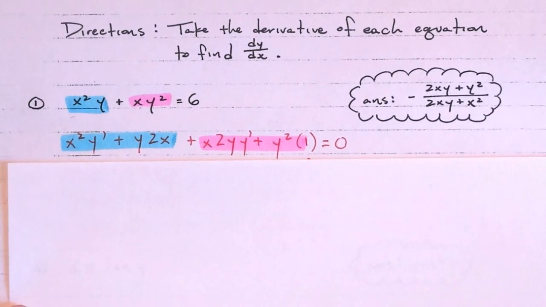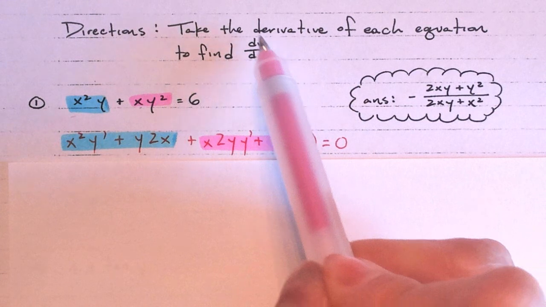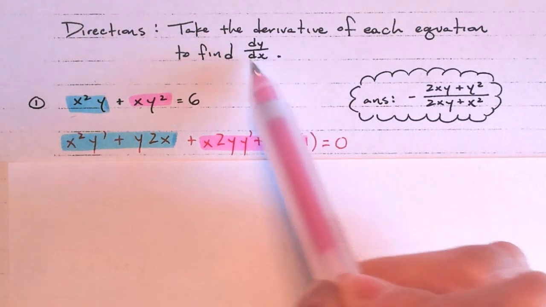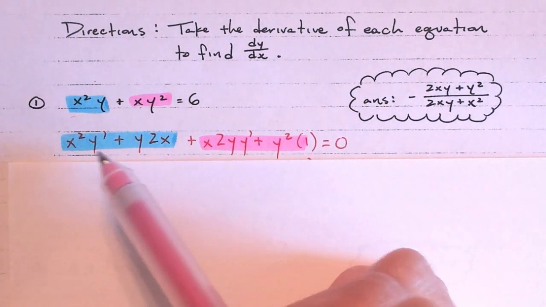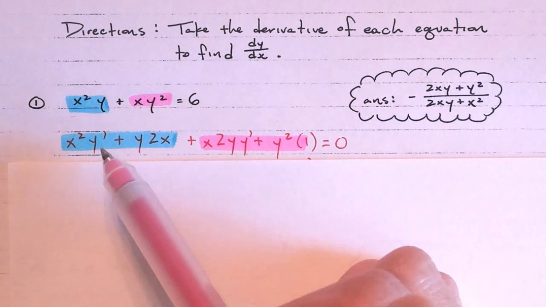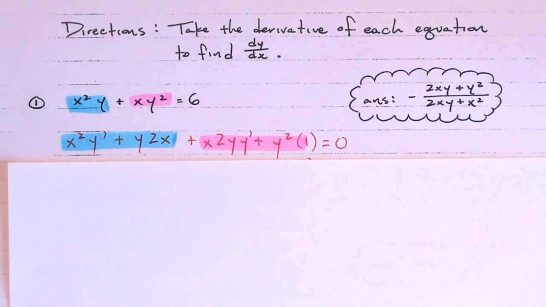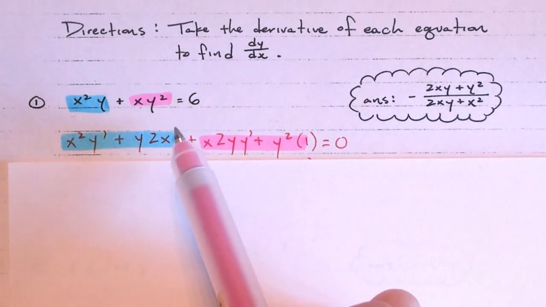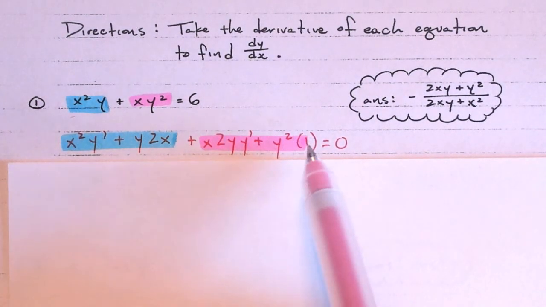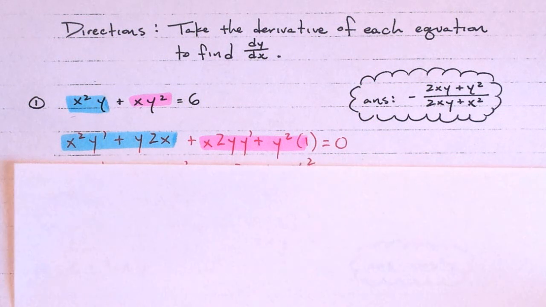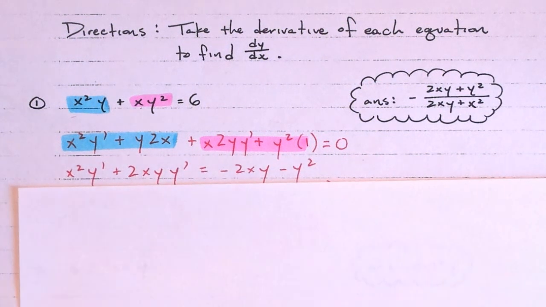Okay, from there, I want to solve for dy over dx. I'm solving for y prime. So see how there's a y prime here and a y prime here? I want to solve for y prime. When I solve for something, I need to get everything else on the other side. So I'm going to take this and subtract it to the other side. So there we go.